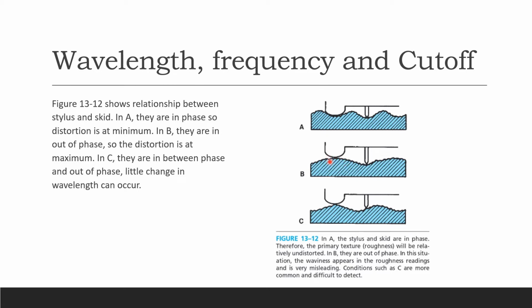That's out of phase. When you get to C, you can see there's just a little change, because both of them are a little bit in phase and also a little bit out of phase. So that's how we measure the surface. This is just trying to show you the various positions that your stylus and your skid can take on the surface.